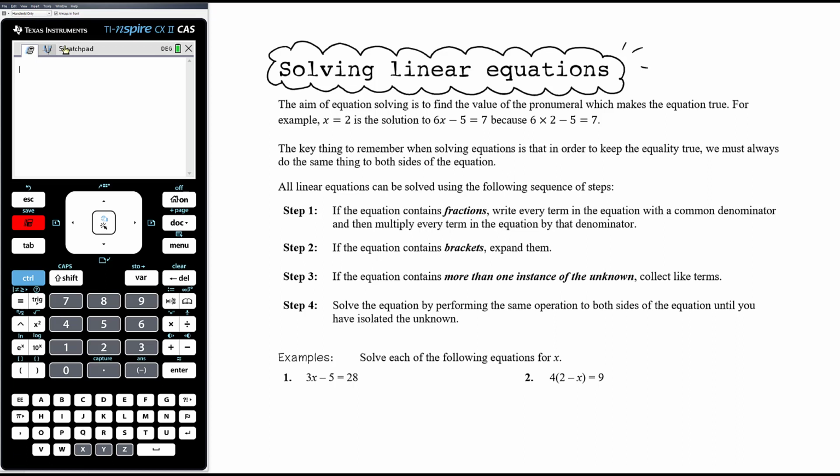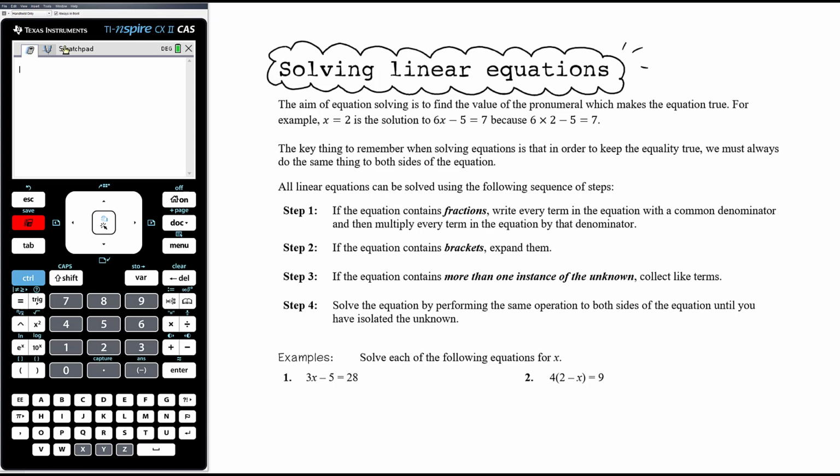If I substitute x equals 2 in place of x here, 6 times 2 is 12, minus 5 is 7. The equation is true. That's why x equals 2 is the solution to that equation. The key thing to remember when we're solving equations is that in order to keep the equality true, we must always do the same thing to both sides of the equation. And it's not about doing the same thing to a bit of the left-hand side and all of the right-hand side. You've got to do the same thing to the entire equation in order to make sure that it is still an equivalent equation. Otherwise, you've created a whole new equation, and the solutions to that equation aren't necessarily the solutions to the original equation.